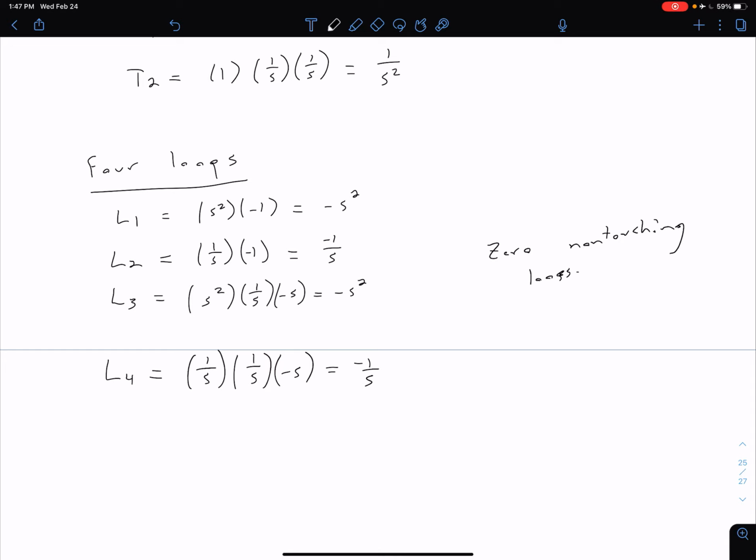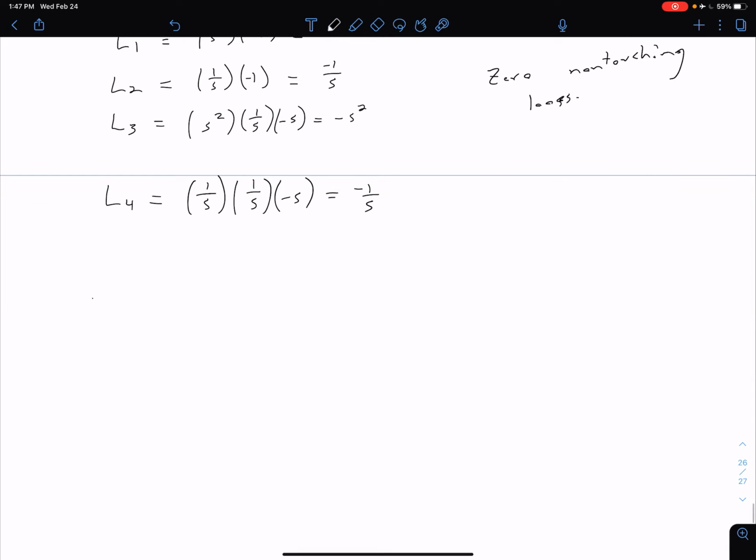All right, so we're now ready to write our delta equation. Because we have 0 non-touching loops, that makes our equation for delta a little bit simpler. It's just going to be 1 minus the sum of our loop gains.